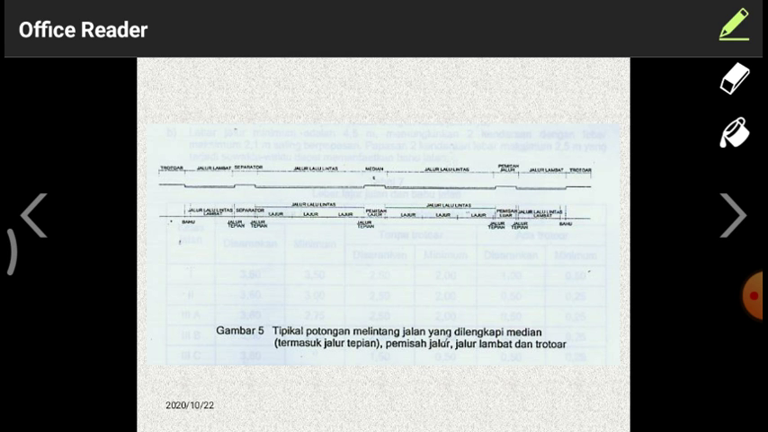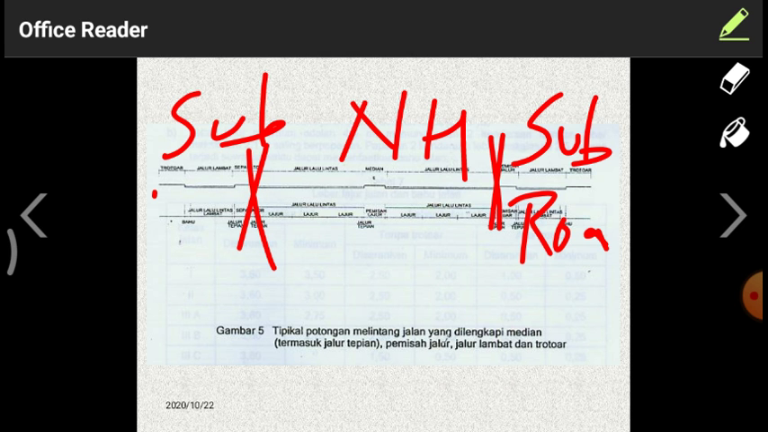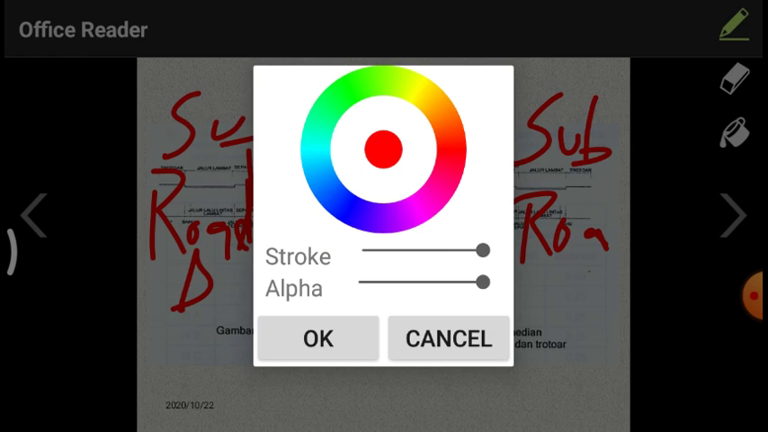So I will mark these. Okay, this is the main national highway. After that we are having these sub roads. Here we are having another sub road. These two sub roads are connecting with this national highway. This is the diagram showing the connection of all those national highways.